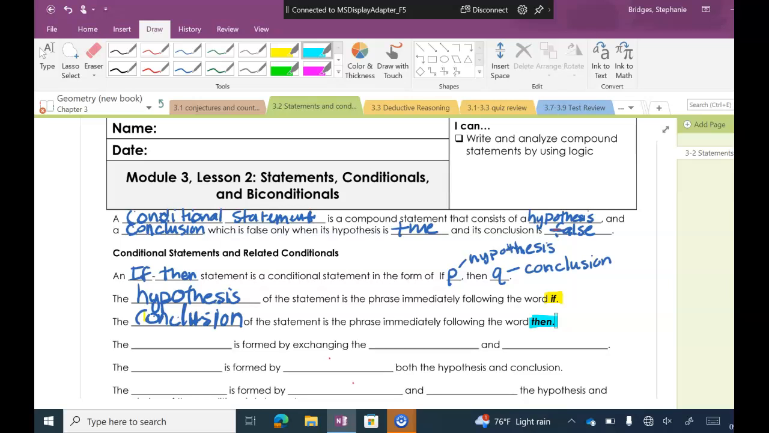Everybody ready? The first related sentence that we are going to write after our conditional is given to us is called the converse, not the shoes, okay? The converse of my conditional statement is formed by interchanging or exchanging the hypothesis and the conclusion. Basically, you switch them around.